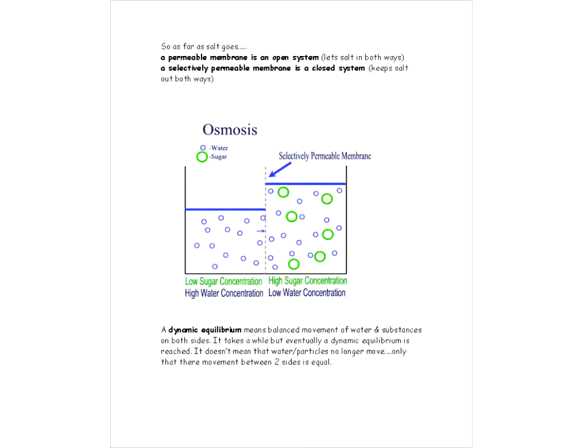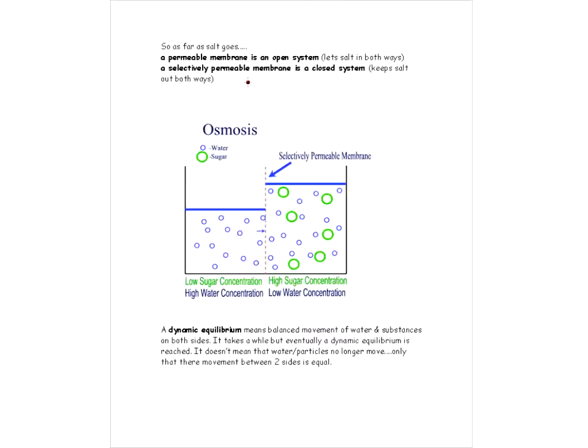So, again, talking about salt, if we're talking about a membrane that's permeable to salt, we would call this an open system. It lets salt in and out. That's why it's an open system. Whereas a selectively permeable membrane is known as a closed system. That is, if it's selectively permeable and keeping out salt, only allowing water to pass through.